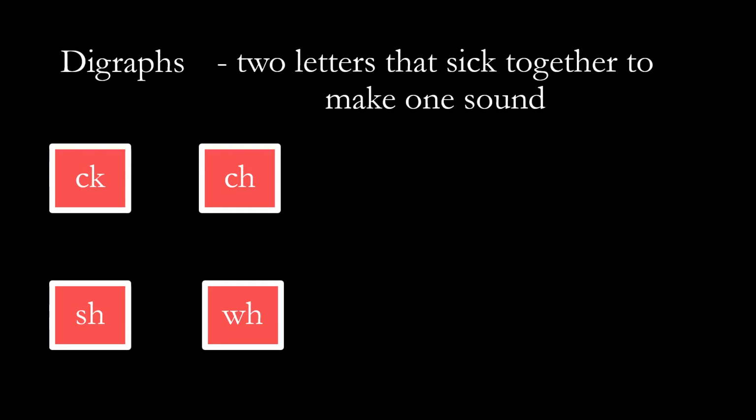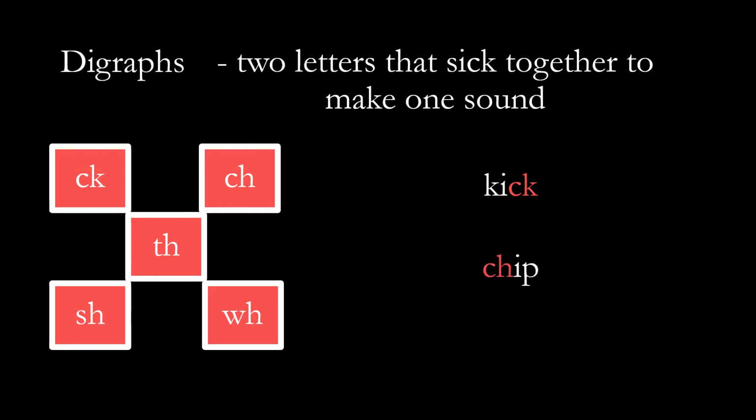And do you remember the last one? TH, th. And we see them in words like kick and chip. So in the word kick, there are 4 letters, but there are only 3 sounds. K, i, k. And in the word chip, we have the same thing. 4 letters and 3 sounds. Ch, i, p. Okay? So those are the digraphs. That part is not new. And you probably even saw them a little bit last year.